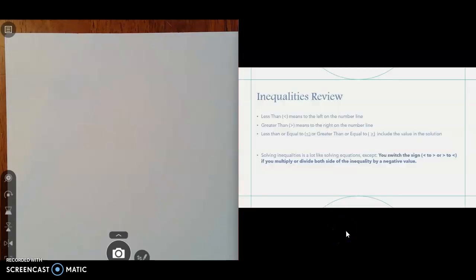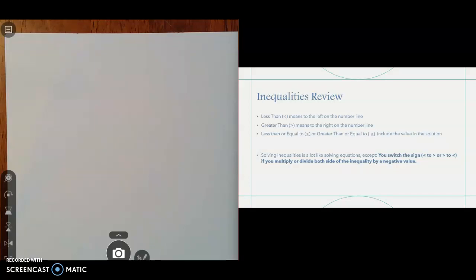So, quick little review of inequalities. The less than sign means that you're going to go to the left on the number line. If it's greater than, you're going to be going to the right on the number line. If you have a less than or equal to or greater than or equal to, that means that you include that endpoint value in your solution.